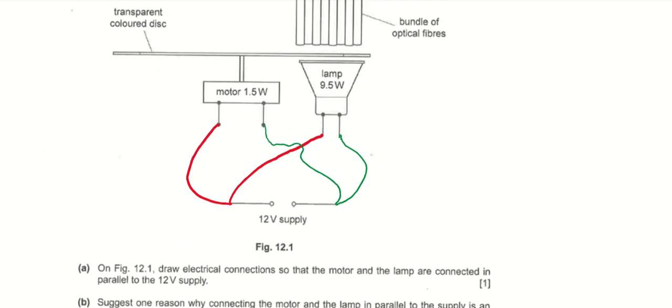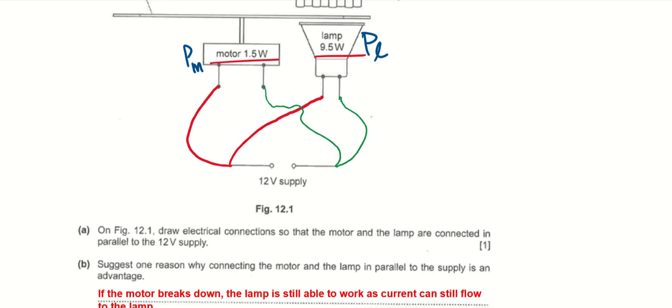So the motor is 1.5 watts, lamp is 9.5 watts. Okay, these are the power. Power of motor and power of lamp. So on figure 12.1, draw electrical connection so that lamp and the motor are connected in parallel. Okay, in parallel, that means they cannot be joined over here, cannot, right? They must both be connected to the 12 volt supply.